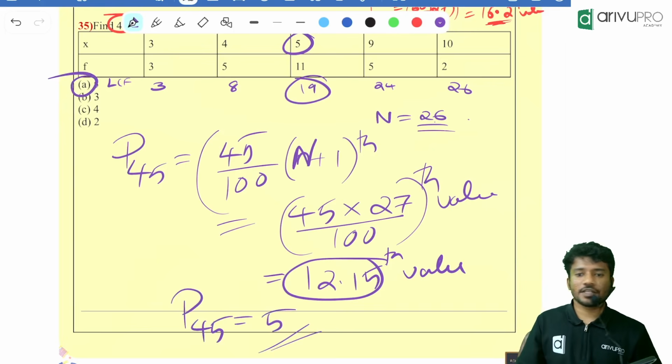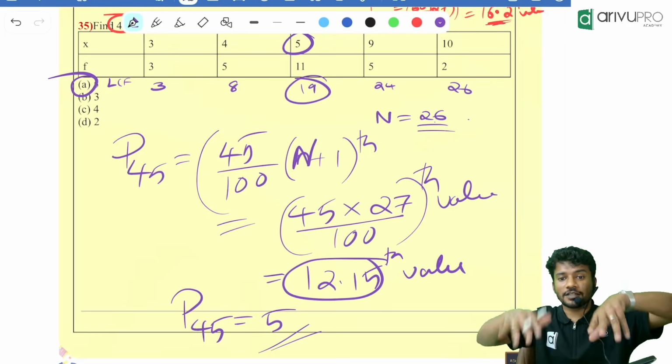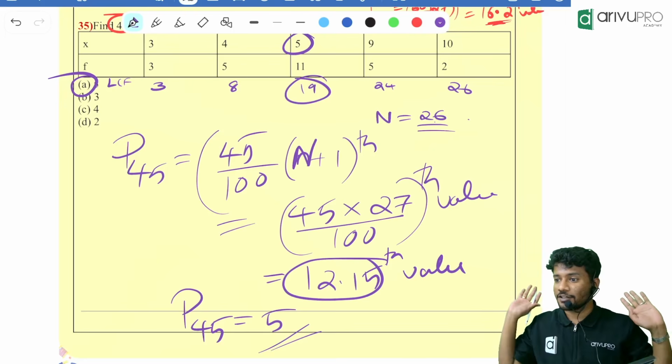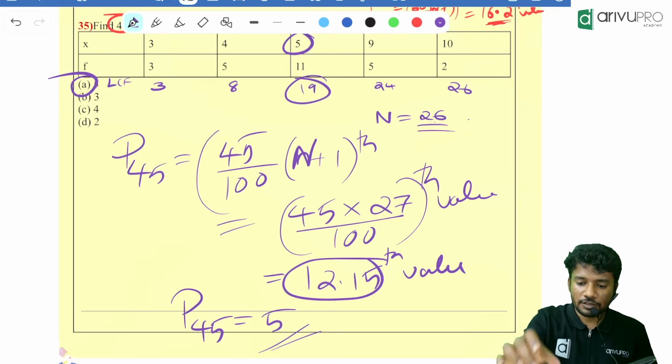Whatever may be the question, you can answer it using this method. I hope everyone understood this. Instead of studying separately, we put everything together in a single box and we study. Whatever may be the question, you will be able to answer it with the same approach. Make a note of it.